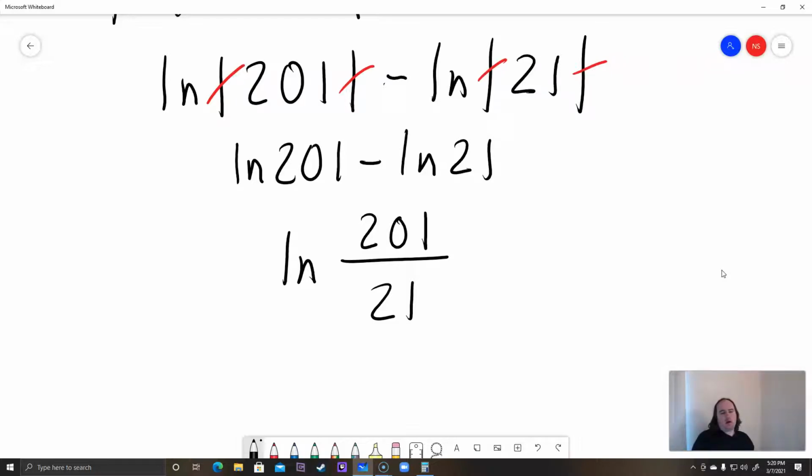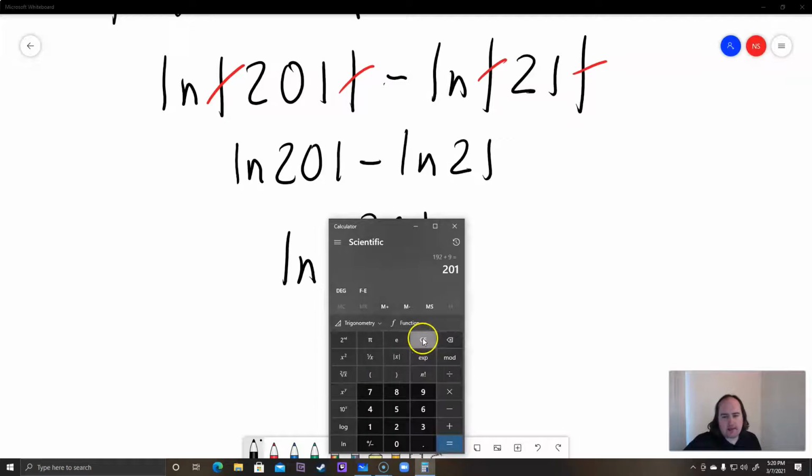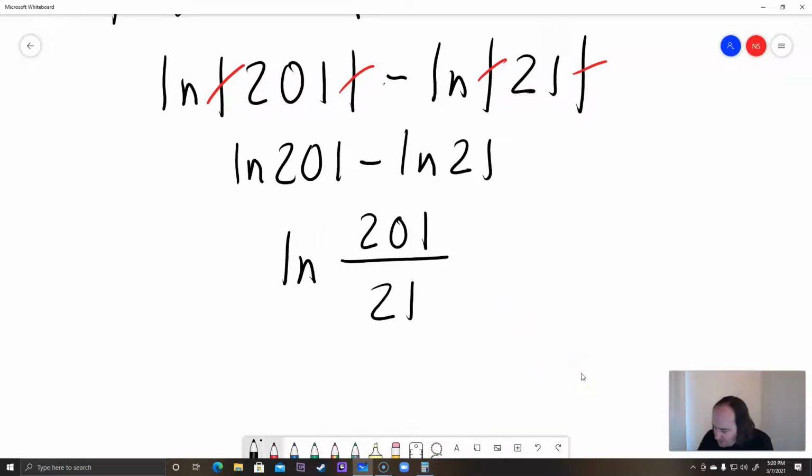Okay, and then are there any common factors for 201 and 21? Well, I can try dividing 201 by 3 and see how that goes. 201 divided by 3 is 67. So it looks like they have a common factor of 3. So if I divide the top and the bottom of this fraction by 3, on the top we said that was 67, and then on the bottom, 21 divided by 3 is 7.